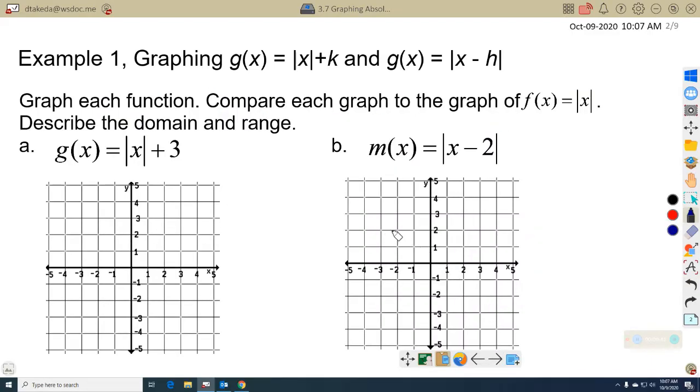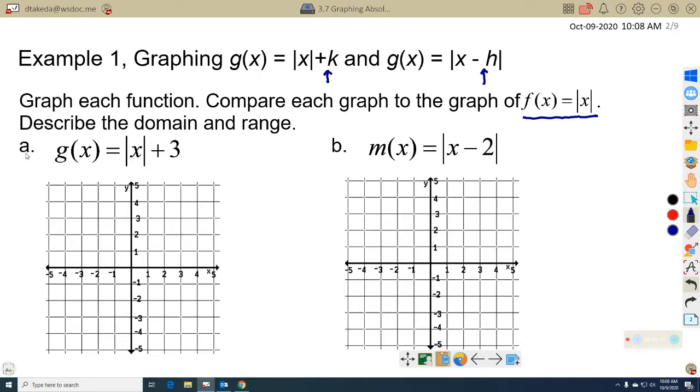Here's the first example. It has to do with graphing. We're going to add to the output, and we're going to add or subtract from the input. Remember, the raw x is the input, and the absolute value of x is the output in this case. Graph each function, compare each graph to the graph of f of x equals the absolute value of x. So that's our parent function, and we'll describe the domain and the range.